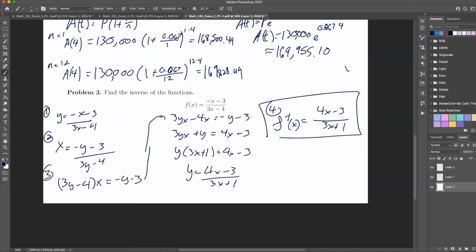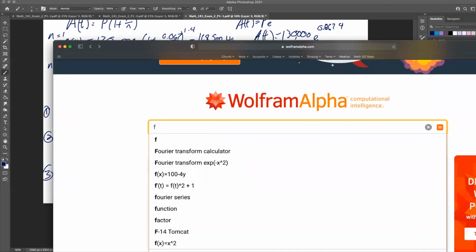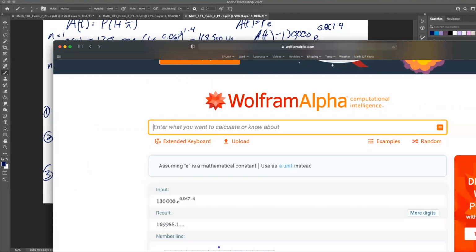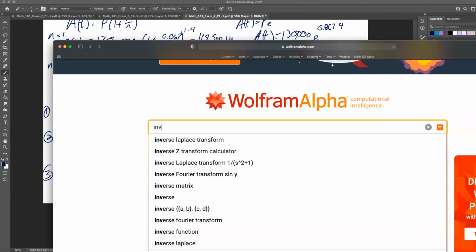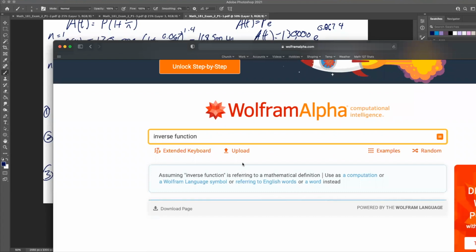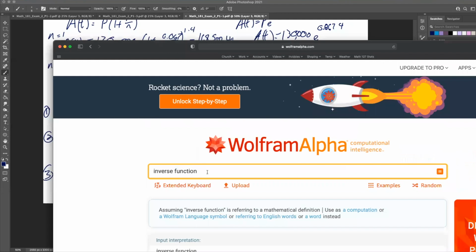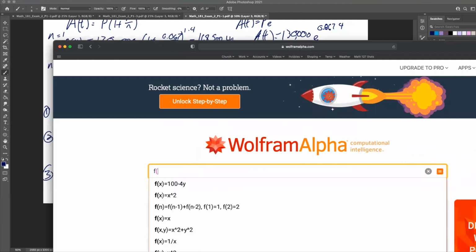Does Wolfram Alpha know how to do this? I think it does. So let's just test. Let me see if I can figure out if it does. So let's find f of x inverse function. There we go. Yeah, I know what it is. Can you calculate it? I don't remember if it's been calculated or not. I should have pre-tested this.